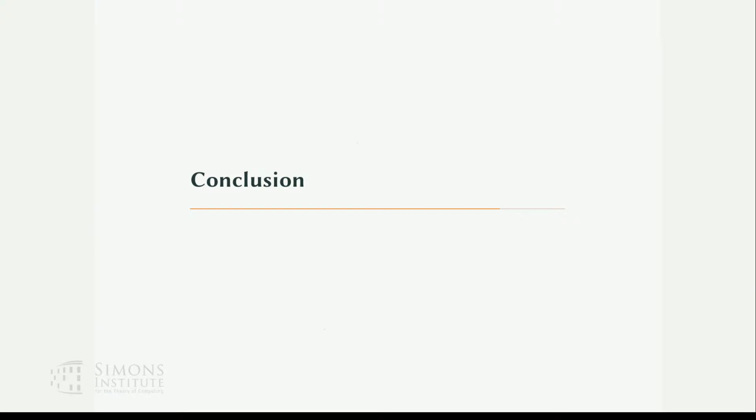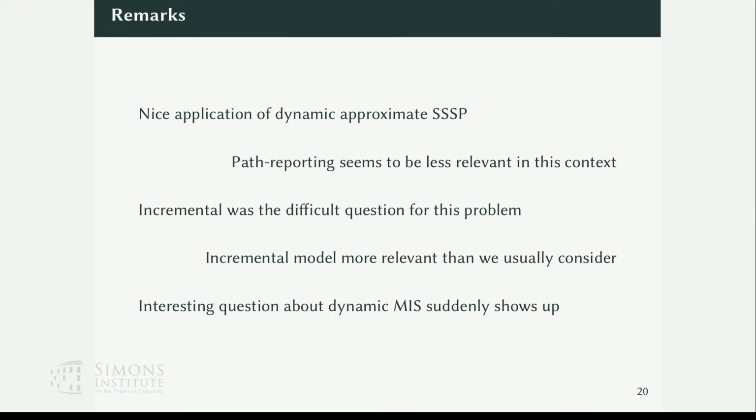Okay, let me conclude. So I think this is a nice application of dynamic approximate single source shortest path. Brings a lot of things together that have been developed over the past years in that area. And one thing I also mentioned, maybe path reporting actually seems a bit less relevant in that context, unless you really want to find the path to the center. But if you just want to cluster, the distances seem fine enough.